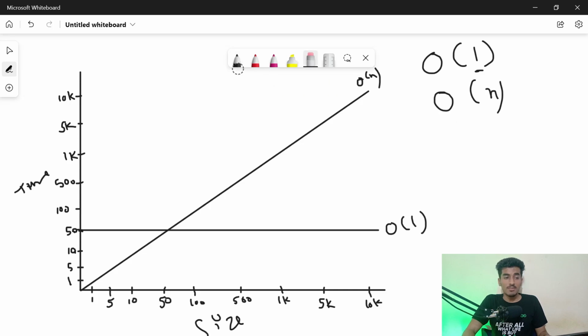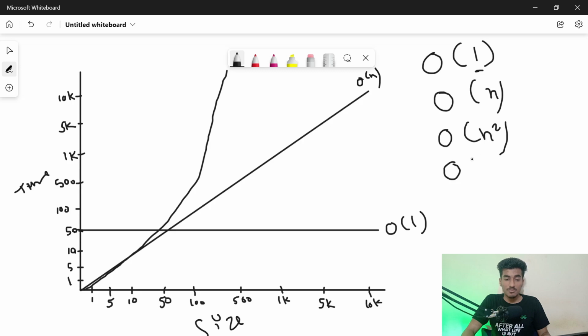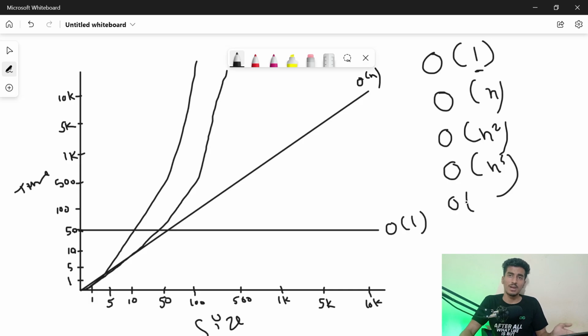And after that, what is greater than O of n? We have O of n square. O of n square means we have quadratic time complexity. So how does the graph of n square look? It is something like this. And after n square, we have O of n cube, and the graph of n cube will be something like this. And after that, we have n to the power 4, 5. You can take any values. And we also have log n.